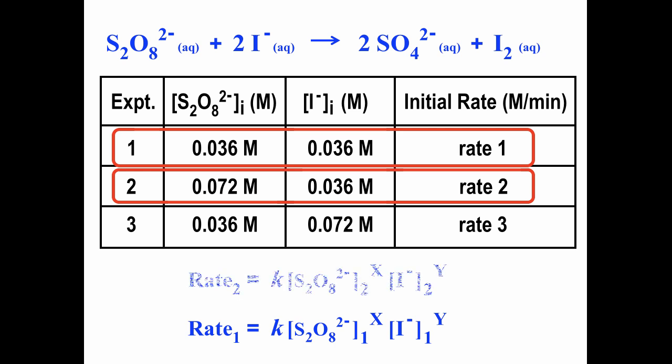But if we note that in experiment 2, we have the same form of the rate law. We know the rate for experiment 2. We know the S2O8 2- concentration for experiment 2. We know the I- concentration for experiment 2. And so we have 2 equalities. And if we divide one equality by another equality, we still have an equality. And the purpose for doing this, this is what we do in the method of initial rates.